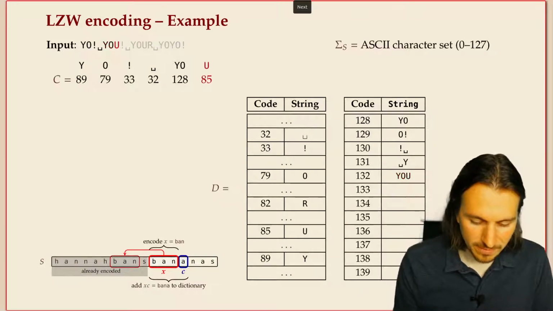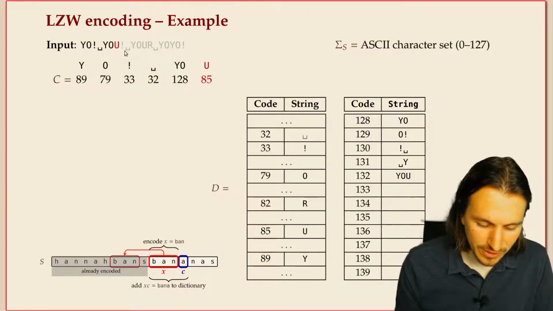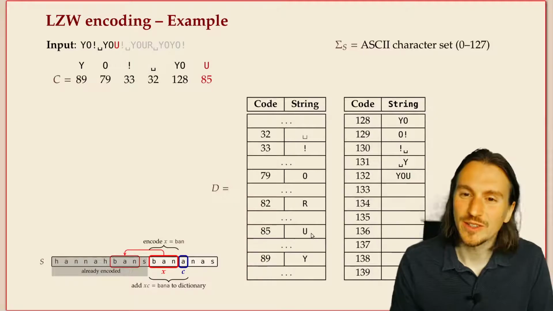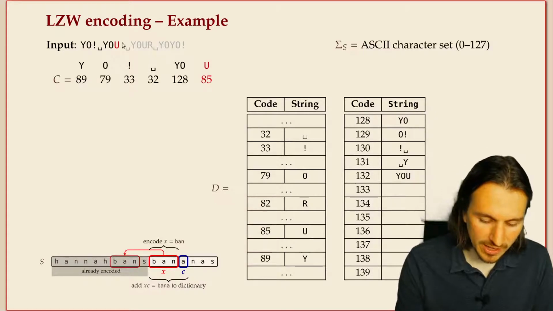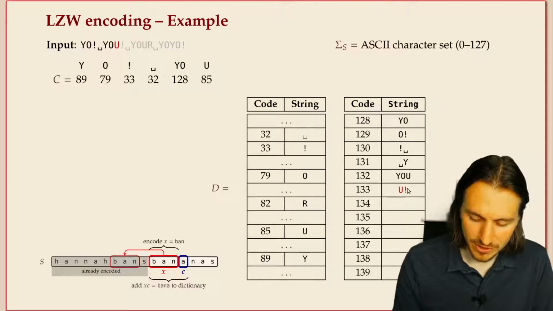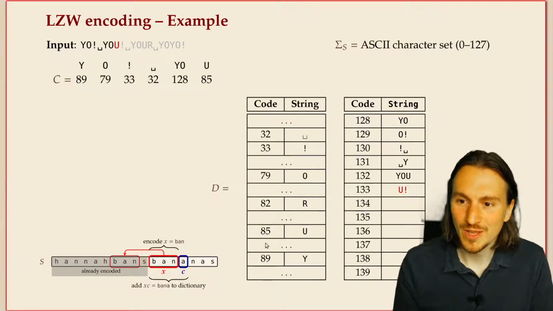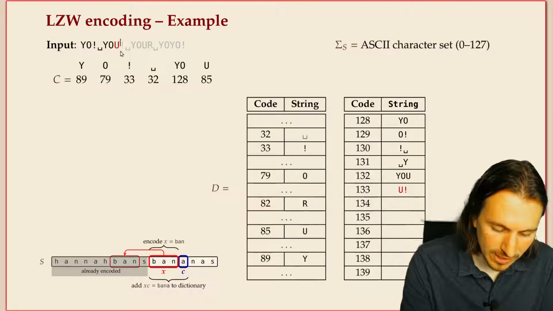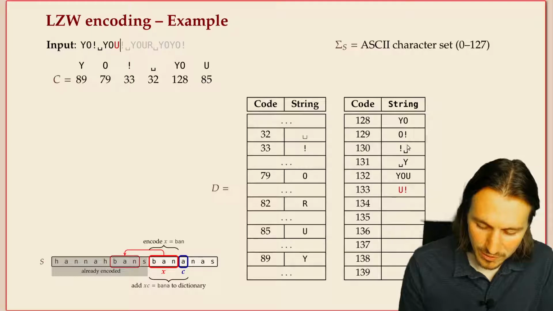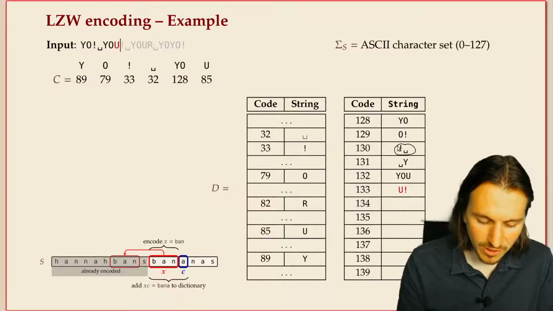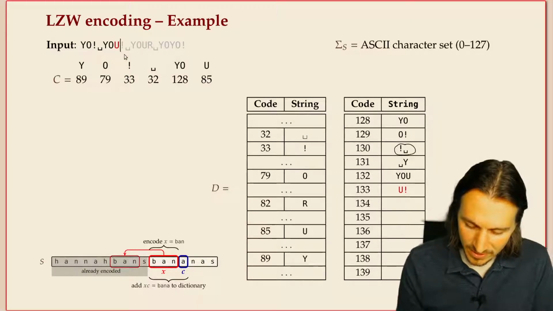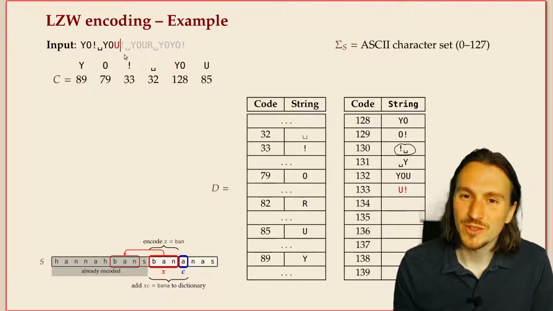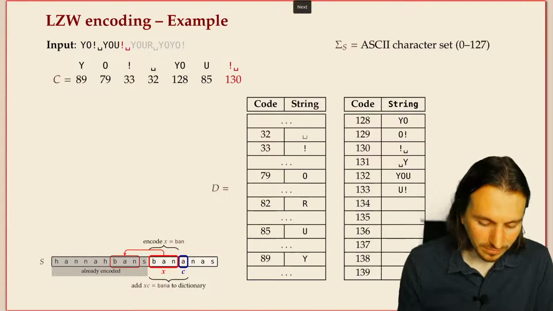All right, we go on. The U we haven't seen, so there's just the single character match, but we add U exclamation mark to the dictionary for later use. Now comes another interesting one. The exclamation mark space, we have seen that before. So we can use that, and there's no longer match, so that's the one we take.